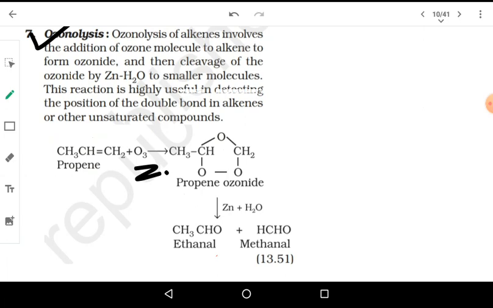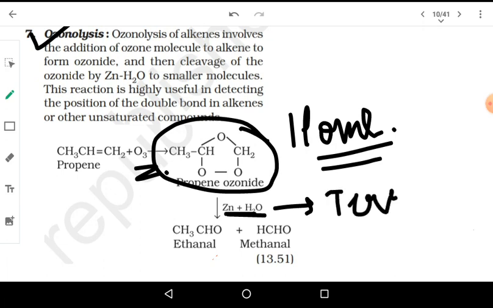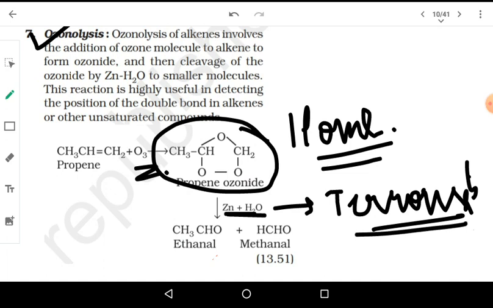So let us consider this as a hut, or we can say this is a home, and these people are going to destroy every home. So these are our terrorists. So these terrorists, that is zinc and water, they are going to destroy the home. So we can say home is our war zone.